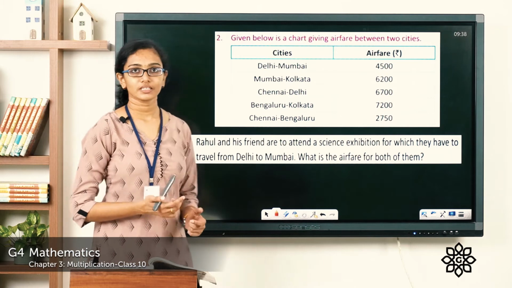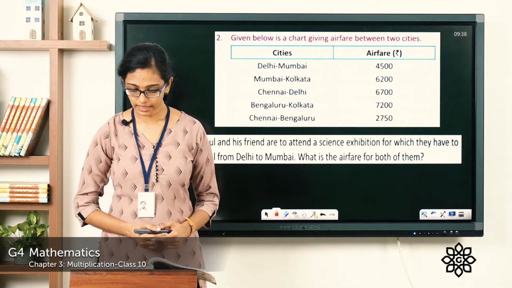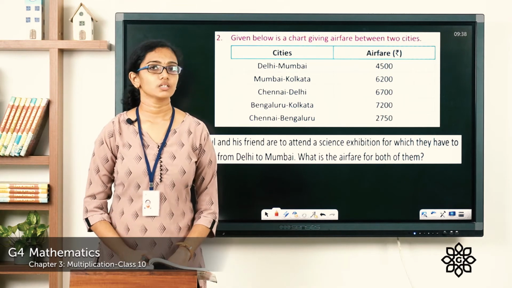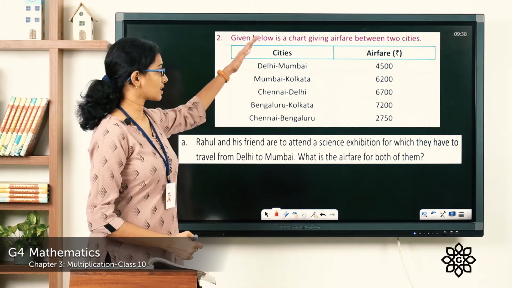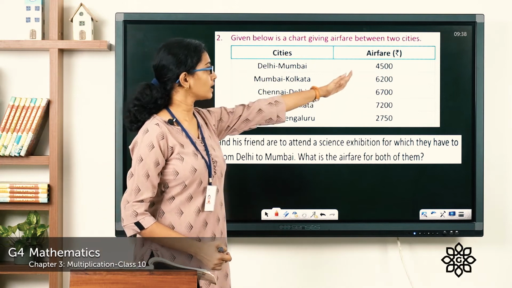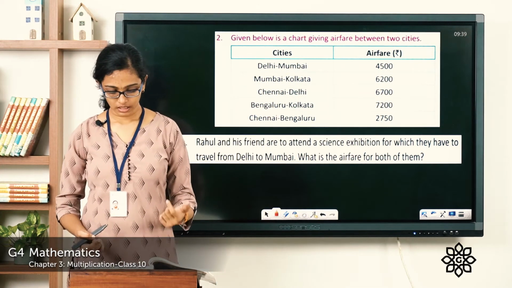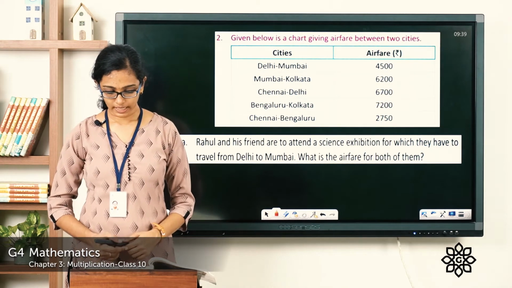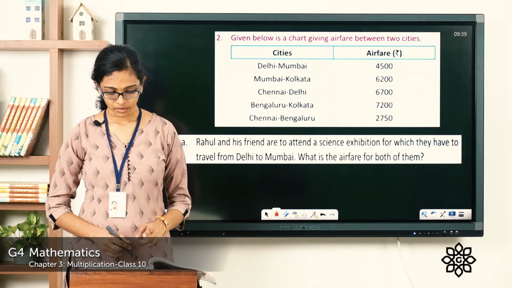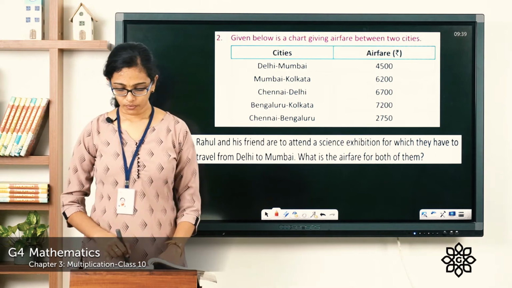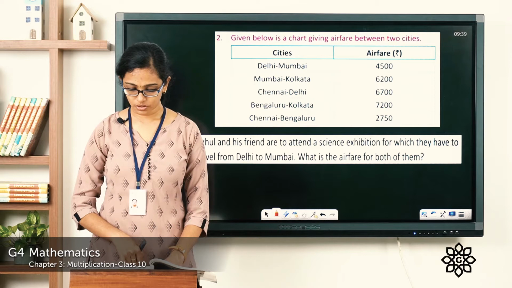Let's see the next question, question number 2. You have a chart given there. Given below is a chart giving airfare between two cities. You have the cities listed on the left and the airfare is given on the right. And below you can see 3 questions. Based on the above data, answer the following questions. Rahul and his friend are to attend a science exhibition for which they have to travel from Delhi to Mumbai.